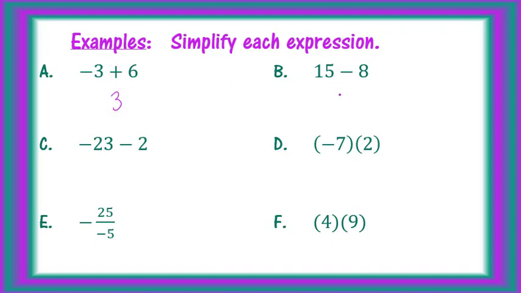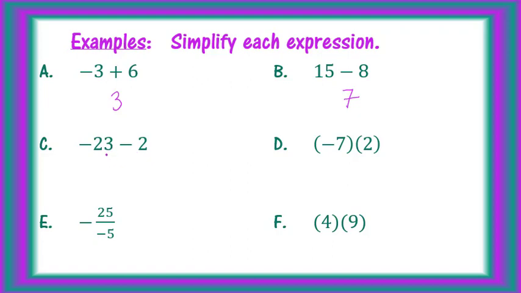For B, 15 minus 8, of course, this looks just like what we've seen before, but we're still going to apply the rules to solve it. 15 is positive, 8, I'm going to say is negative. Since the signs are different, we're going to subtract, and we're going to keep the sign of the larger absolute value, which is 15. 15 minus 8, 7.